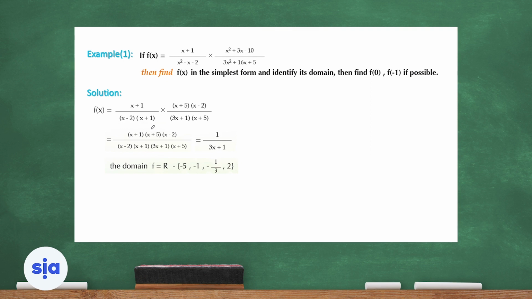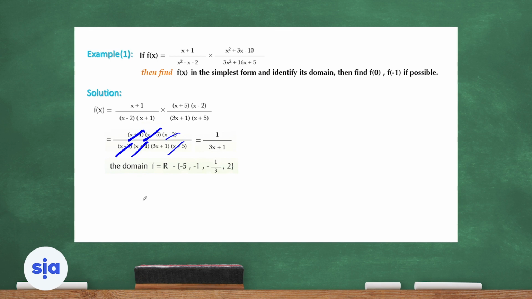We have here the x plus 5 will be crossed out with the x plus 5. The x minus 2 will be crossed out with the x minus 2. The x plus 1 will be crossed out with the x plus 1. What is left for us is 1 over 3x plus 1.